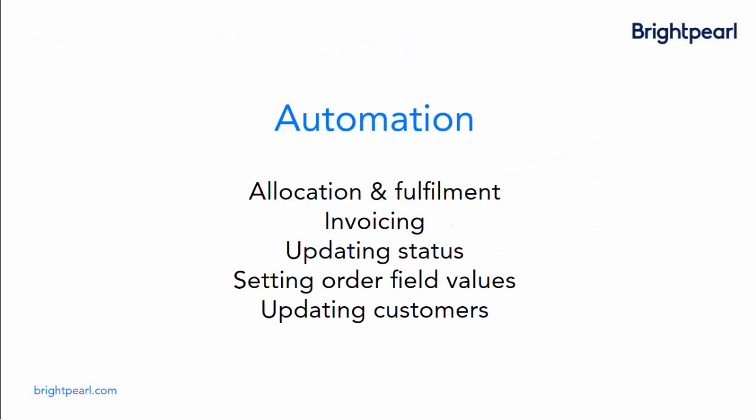A lot of order processing can be automated using the Brightpearl automation app. Basic tasks like allocation, fulfillment, and invoicing can be done, as well as updating status or setting order field values based on rules. Most orders should be processed without any assistance, so you just need to spend your time working on the exceptions.